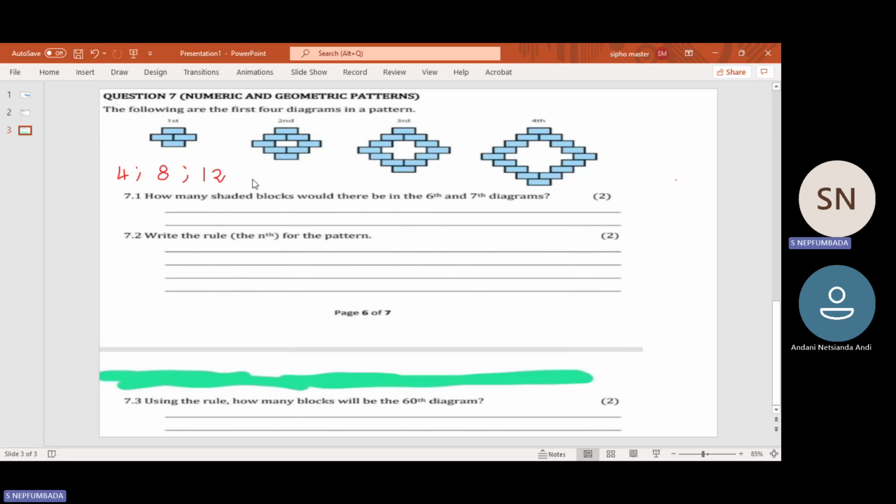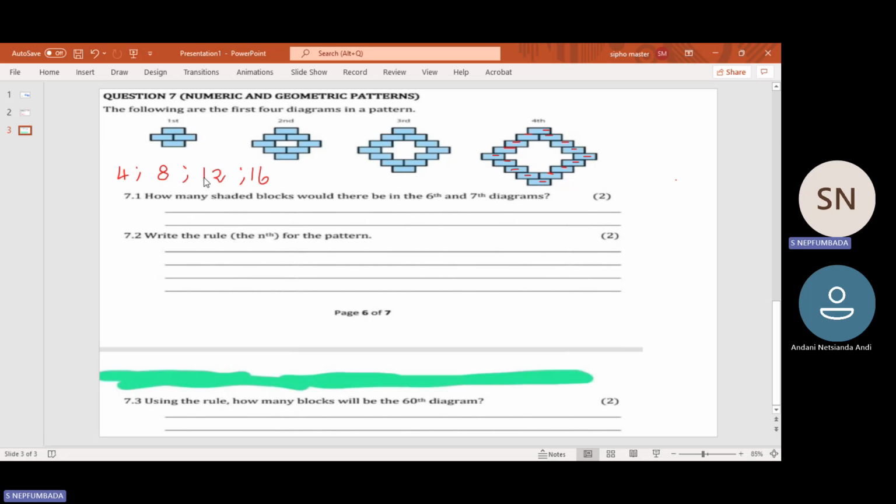We've got 12. If you check, here it is 4, 8, 12, it means the next one can be 16, but let's verify so that we can be sure. We've got 1, 2, 3, 4, 5, 6, 7, 8, 9, 10, 11, 12, 13, 14, 15, 16. We've got 16. It means the difference is 4 here. They say how many shaded blocks will there be in the 6th term and the 7th term?